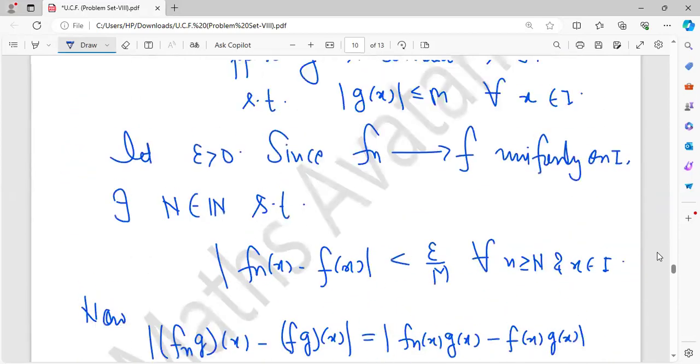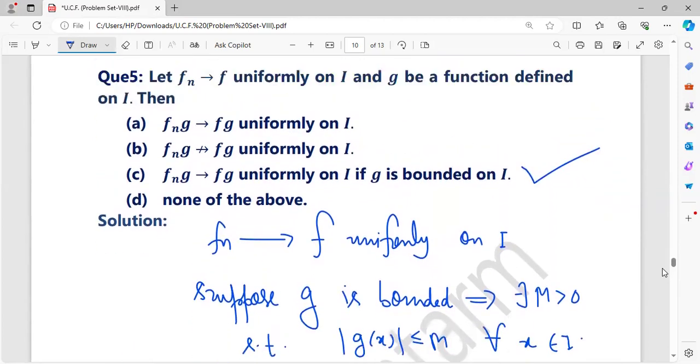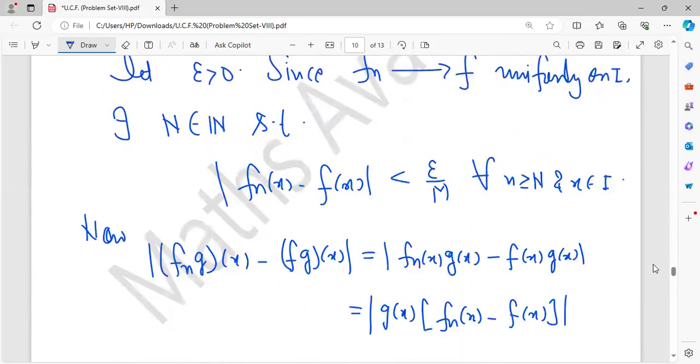So which option is correct? Option C is correct. If G is bounded and Fn converges to F uniformly on I, then Fn into G converges to FG uniformly on I. Such an example exists if G is not bounded, then Fn into G does not converge to FG uniformly. Such an example exists.